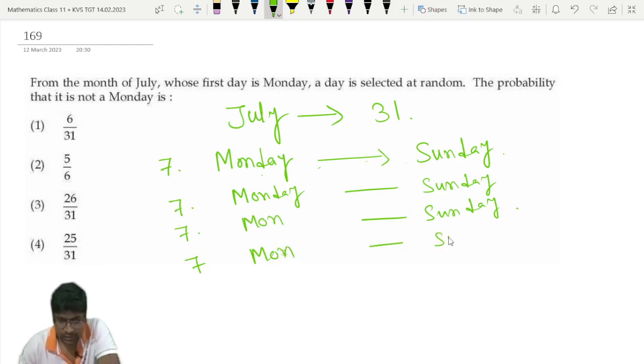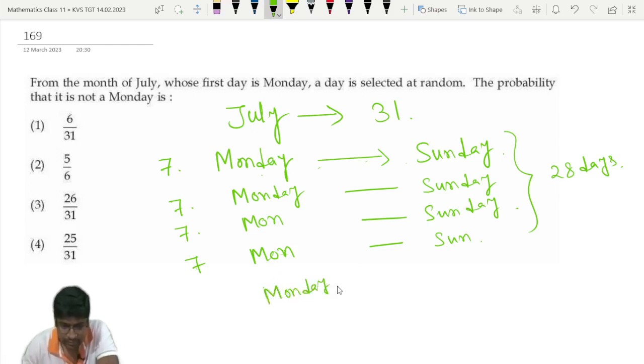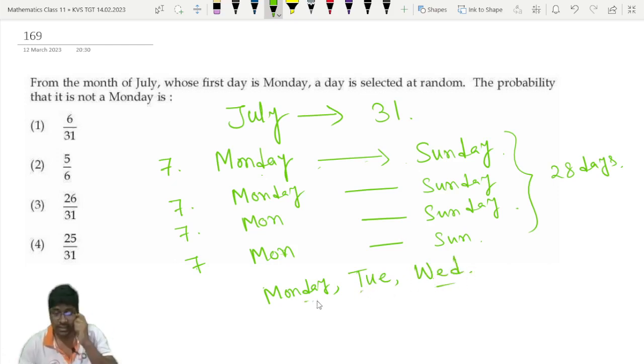This is also Monday to Sunday. So fourth week means 28 days. We have covered 28 days. Now 3 more days are remaining. So 3 more days will be what? Monday, Tuesday and Wednesday, these are 3 days.